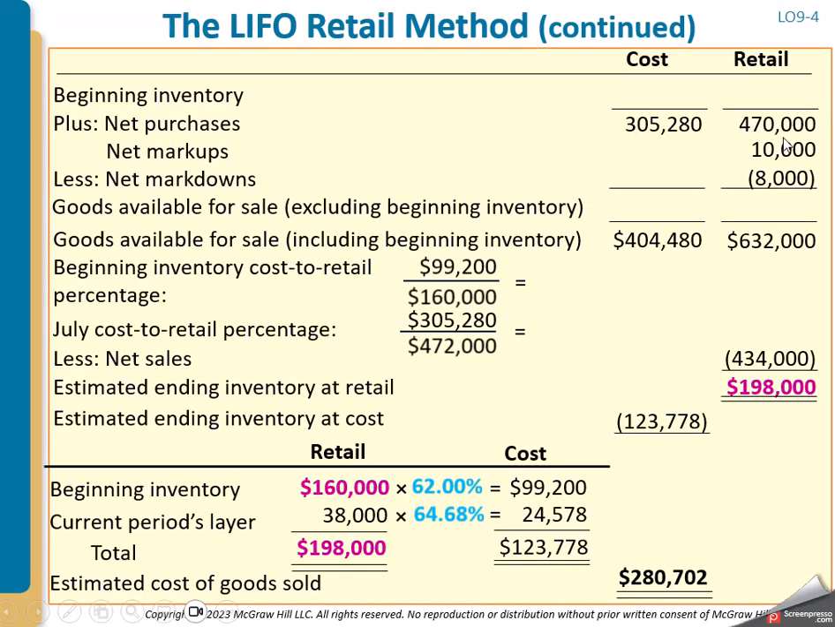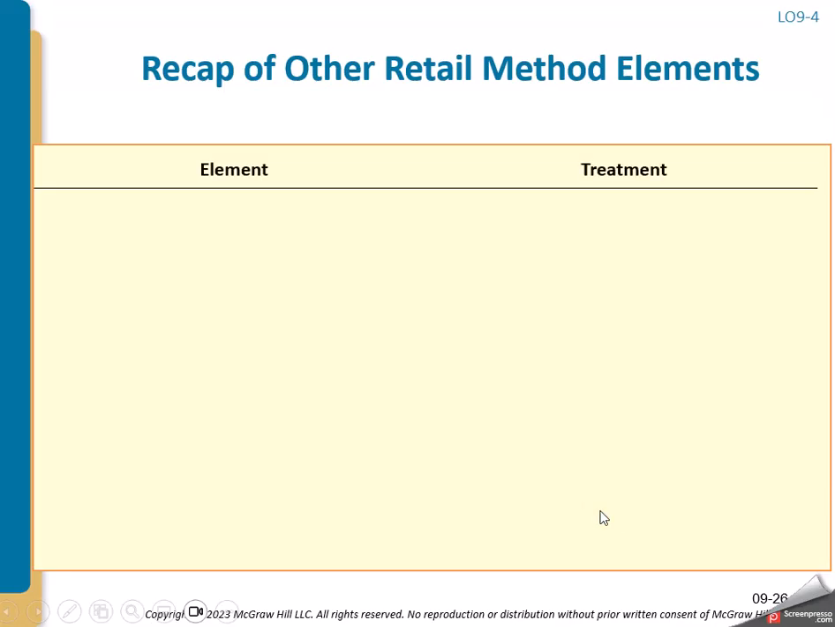So the 470,000 plus the 10,000 minus the 8,000 gives us that 472, which creates that current year's layer at that percentage. So then each layer is going to have a different percentage so that we can calculate a more accurate cost based on the fact that those prices are changing at each layer. And so then now we do each layer, add those up. That would be our cost of our ending inventory, and subtract that to get to our estimated cost of goods sold.